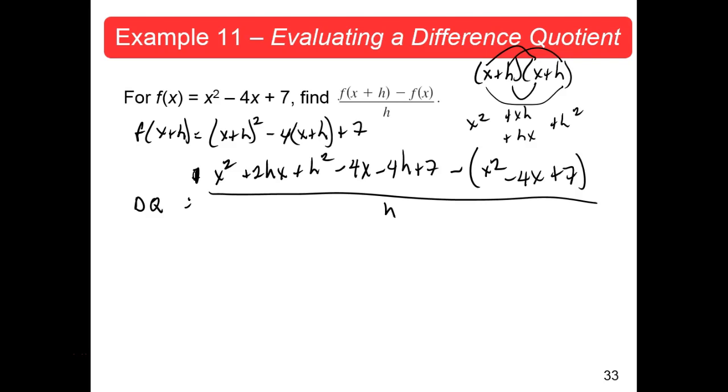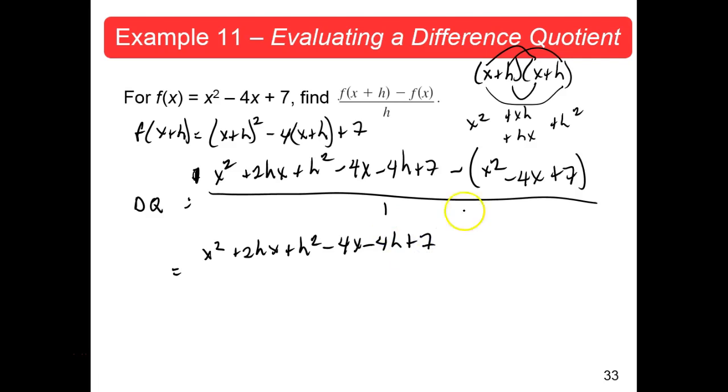You could have done it at that point, but I didn't want to confuse anybody. I would have done it at that point. So I like the way you're thinking. I just don't like writing all this down. X squared, and by the way, you try to combine like terms, but there aren't any. So it's x squared plus 2hx plus h squared minus 4x minus 4h plus 7.